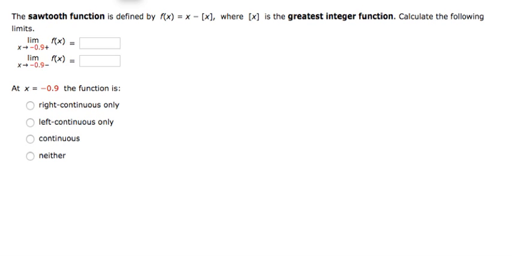Alright, in this problem we have the sawtooth function, which is defined by f of x equals x minus the greatest integer function. We want to calculate the limit as x approaches negative 0.9 from the right and from the left, and then determine whether it's left continuous, right continuous, continuous, which means both, or neither.